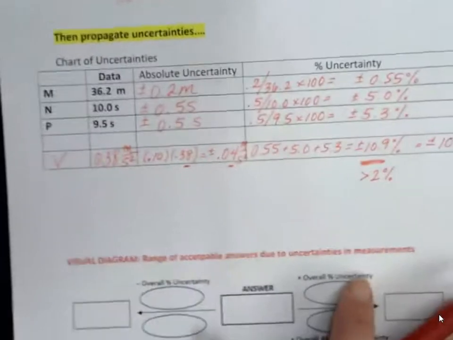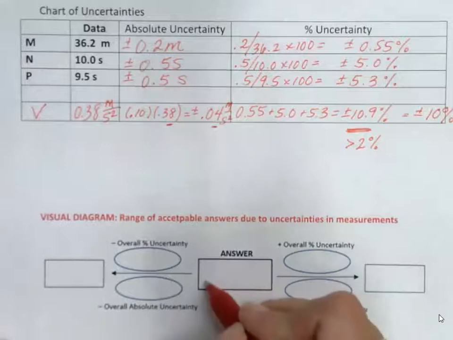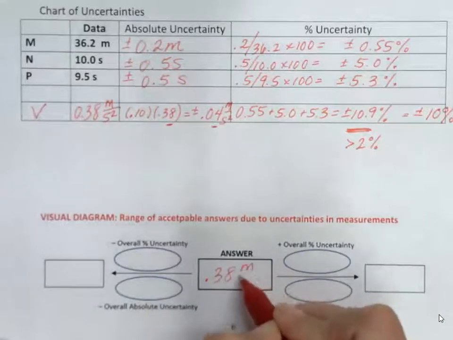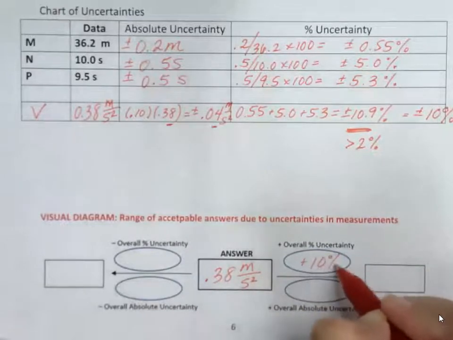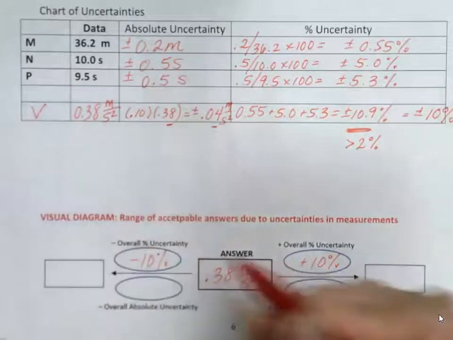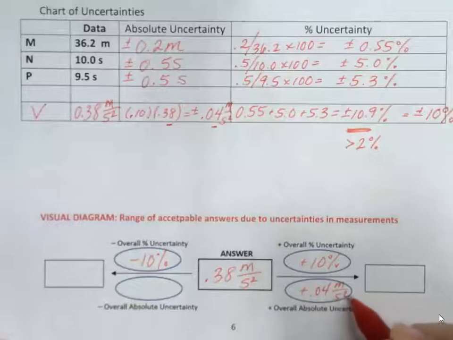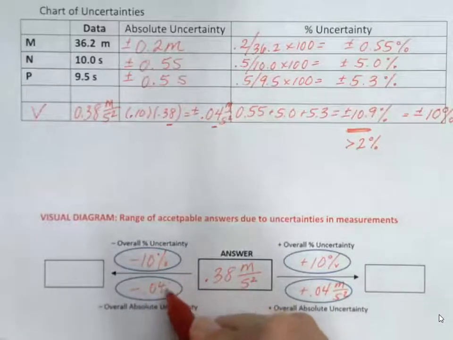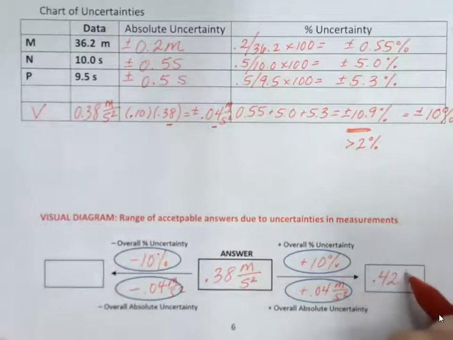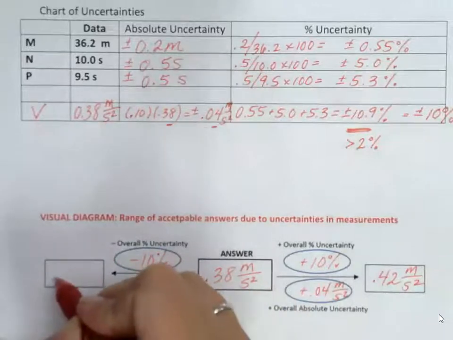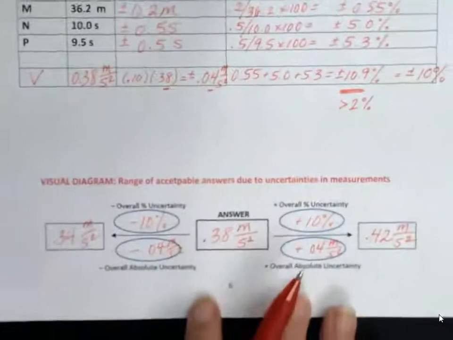Now let's use the information that we calculated to fill in our table, to fill in our visual at the bottom. So plus 10%, minus 10%, plus 0.04 meters per second squared, minus 0.04 meters per second squared. When we add that in, we should end up with 0.42 meters per second squared and 0.34 meters per second squared. And that's our range of uncertainty.